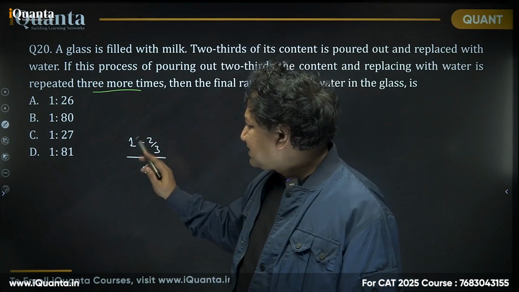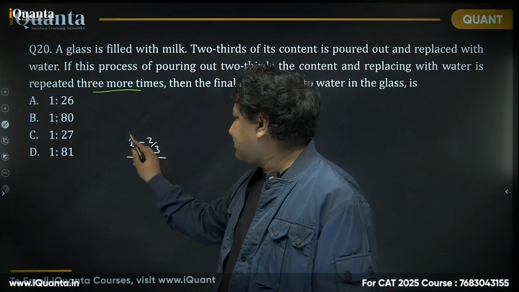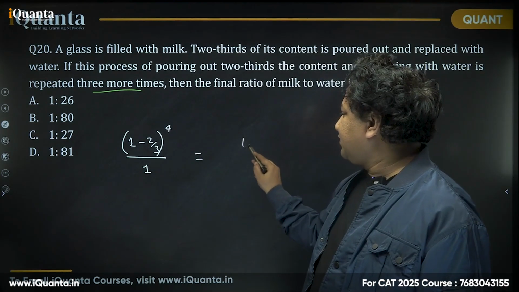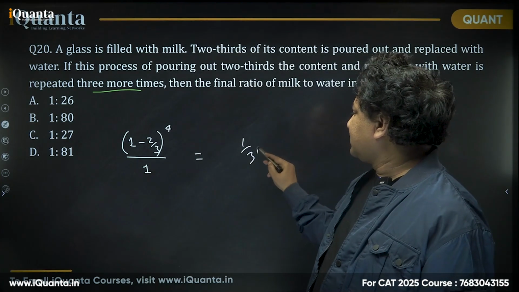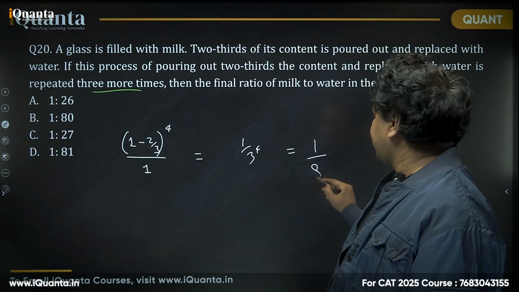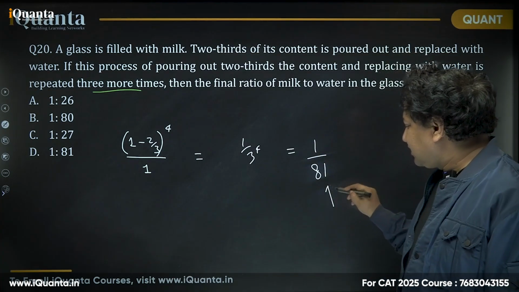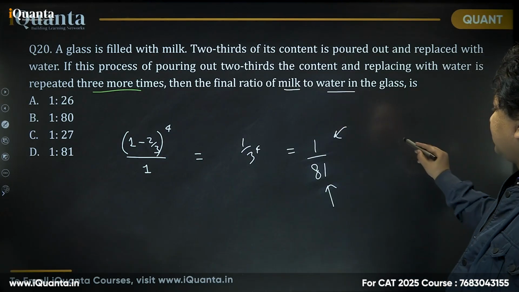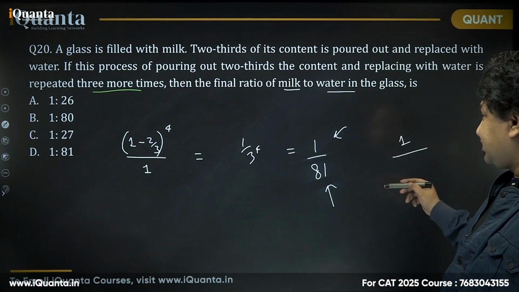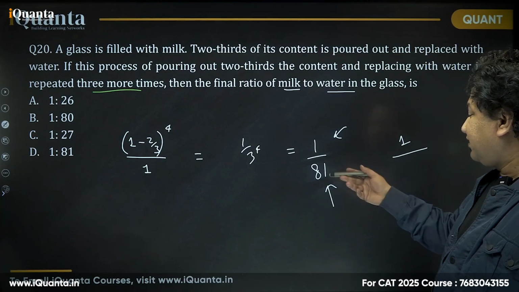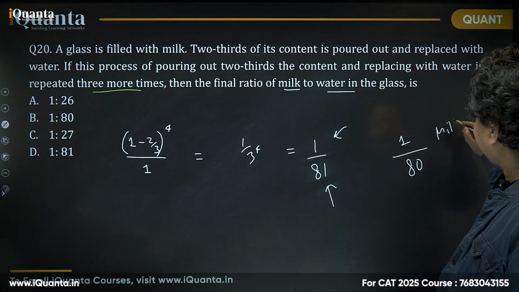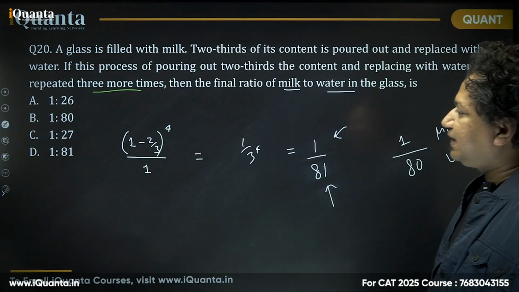So this has happened how many times? 4 times. So overall, this will be 1 by 3 to the power 4, upon 1 is nothing. So we'll have 1 by 81. Now, this means 81 is total solution and 1 is the milk. We need to find the ratio of milk to water. So 1 is milk, 81 is total solution, which means out of this 81, 1 has to be milk, remaining 80 is water. So such a simple question. Milk upon water is 1 by 80.